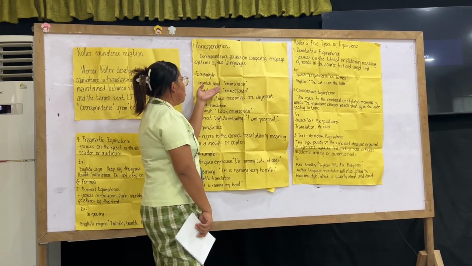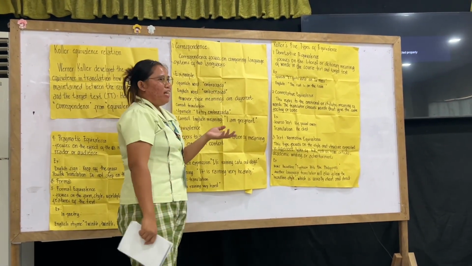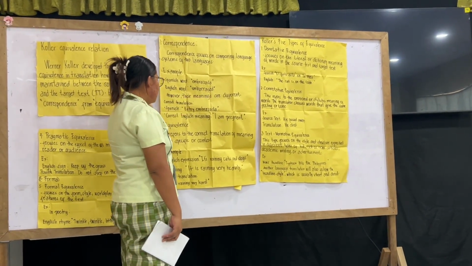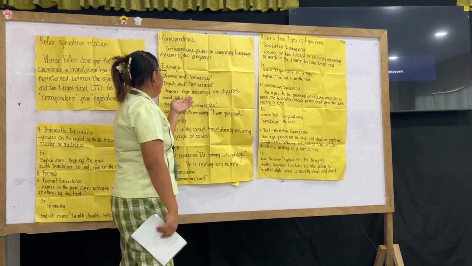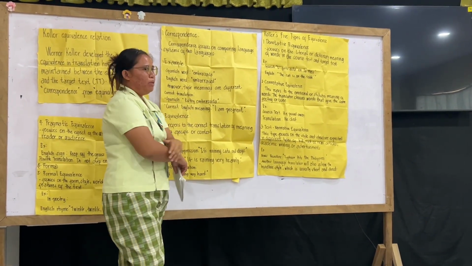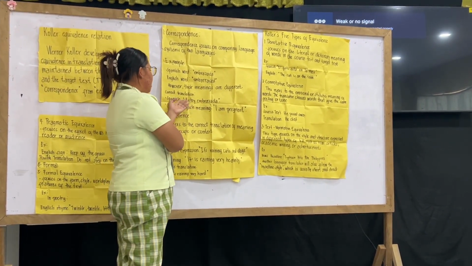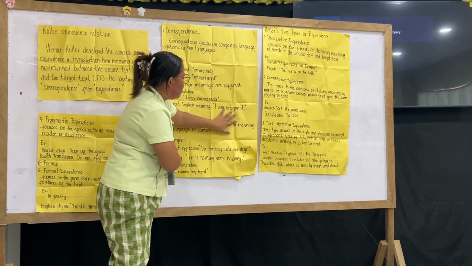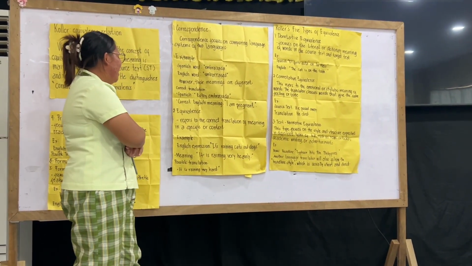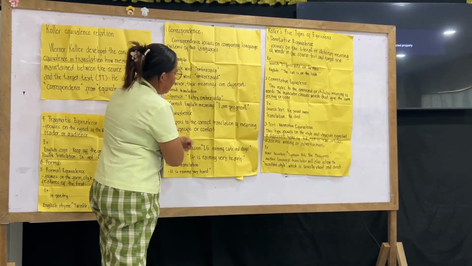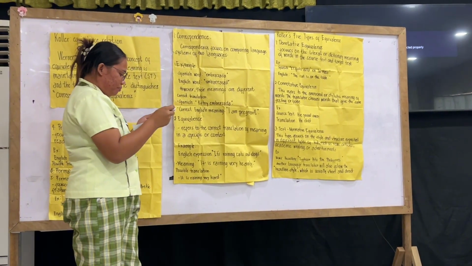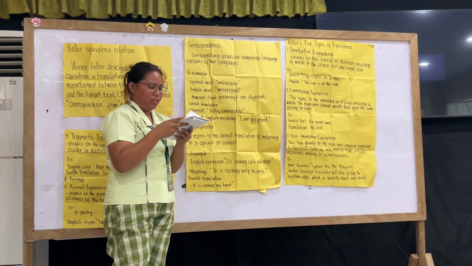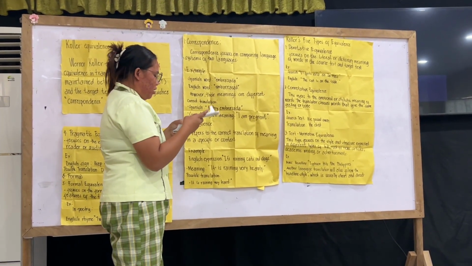For example, the Spanish word embarazada looks similar to the English word embarrassed. However, their meanings are different. The correct translation of embarazada, if we use it in a sentence in Spanish, is estoy embarazada. The correct English meaning is I am pregnant. Equivalence refers to the correct translation of meaning in a specific context. Instead of translating word for word, the translator chooses words that express the same idea in the target language.